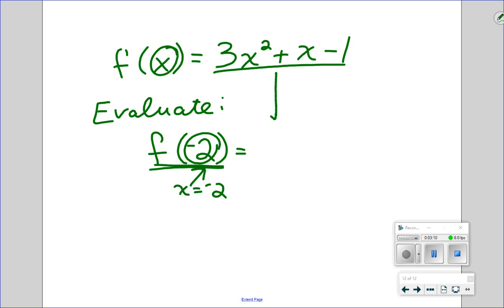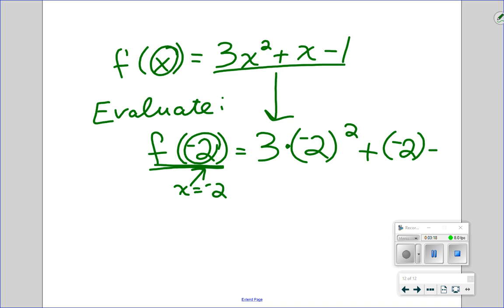So you'll actually rewrite this expression the same way we did the last problem. Replace every x that you see with a -2 and rewrite the whole thing. Don't start solving right away. Just write it with a -2 in place of x. Use parentheses, especially when the number is negative. And then you start solving using order of operations.